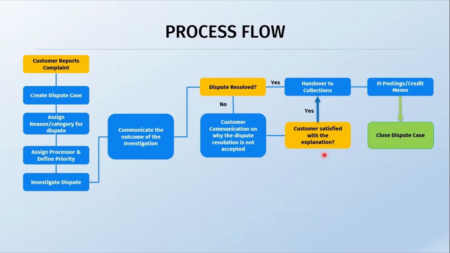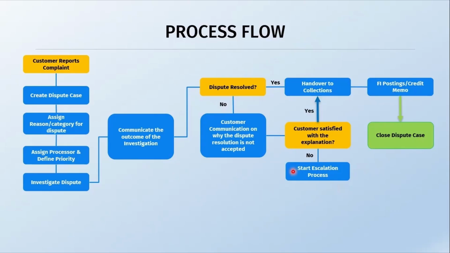So what happens when the customer is still not satisfied with the explanation? In that scenario, we will start the escalation process. The escalation process begins, involving higher authority for review. Suppose there is another team or a debt recovery team in the company, they will look into it, or the upper management will look into the dispute case, and they will find the resolution.